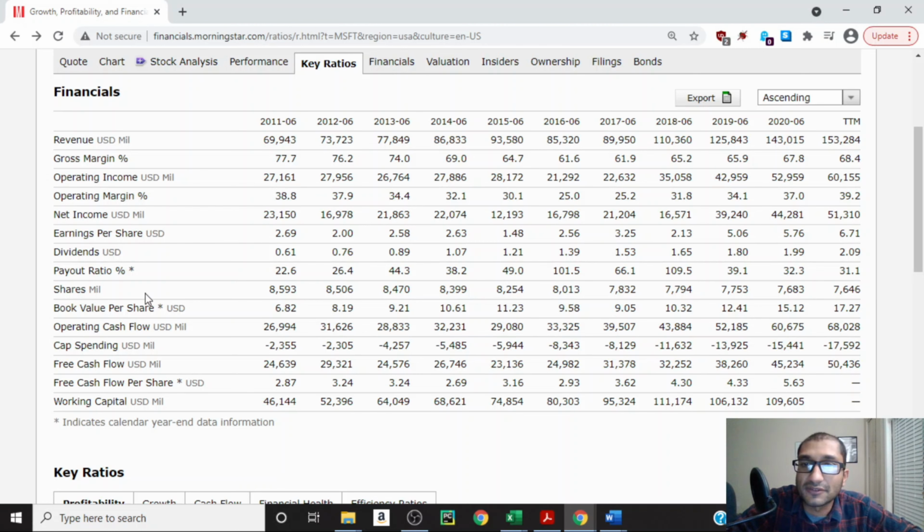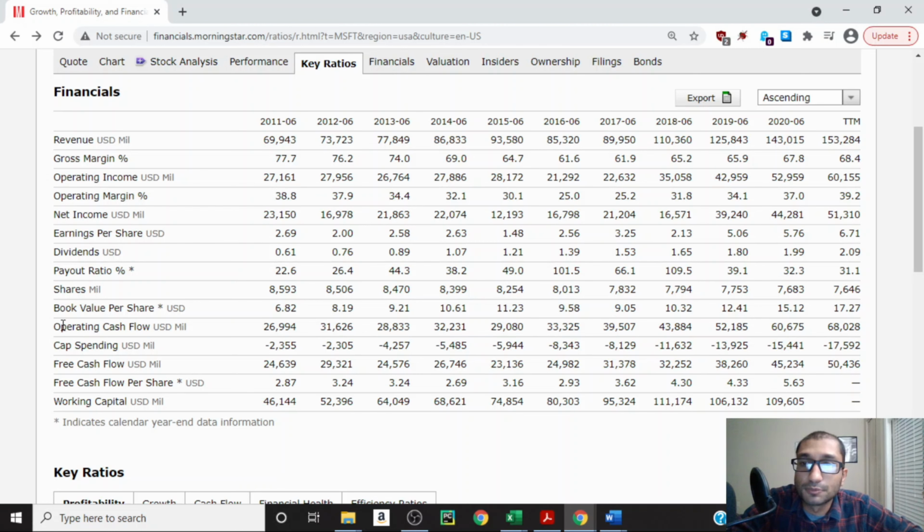Next, looking at the shares outstanding. Back in 2011, Microsoft had 8,593 million shares outstanding. For the year 2020, it had 7,683 million shares outstanding, and for the trailing 12 months, it has 7,646 million shares outstanding. Over the past 10 years, Microsoft's shares outstanding number has been decreasing every year. That is a good sign, as the process of buybacks actually helps increase the existing shareholders' ownership within the company.